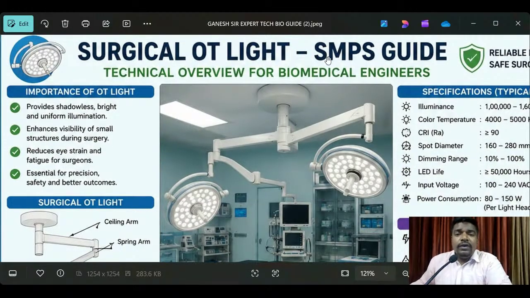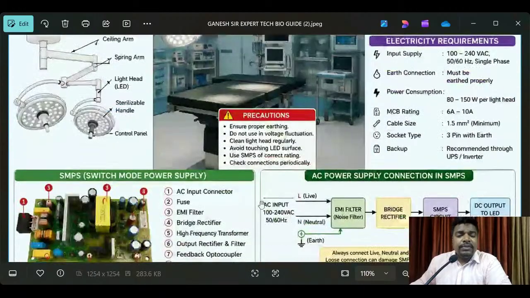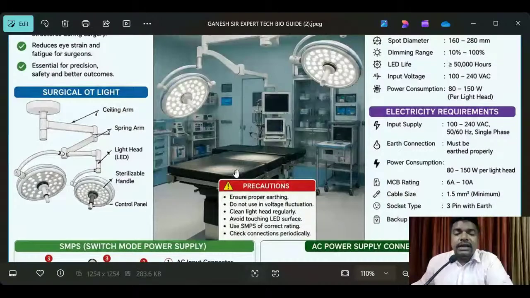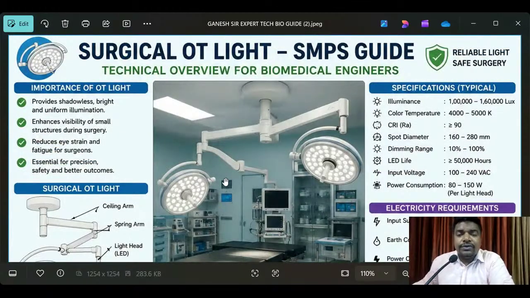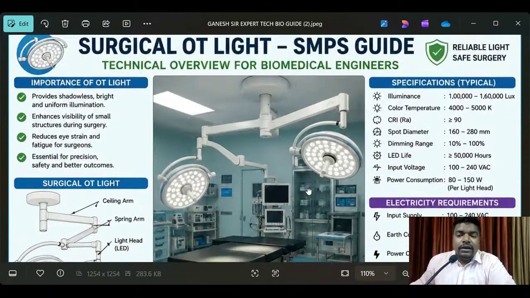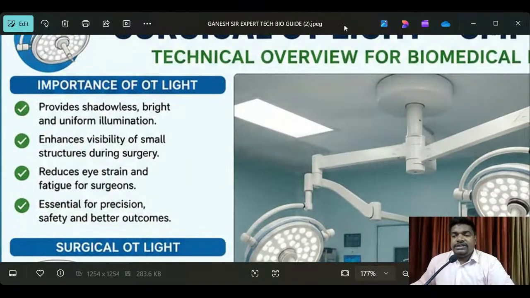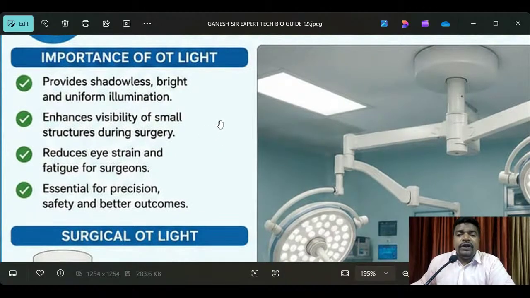In this live session I'm going to cover these topics, and technically what is important and what is recommended for a biomedical engineer to know for repair purposes. These are the very important points I'm going to share. First of all, we will check the importance of the OT light. I'm giving a presentation, I'm going to read it out, and if needed, I will add my real-time hospital experiences.